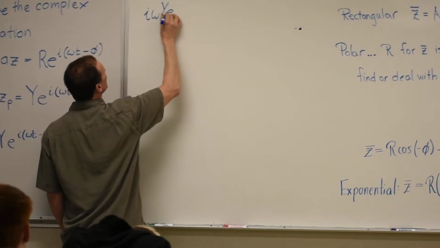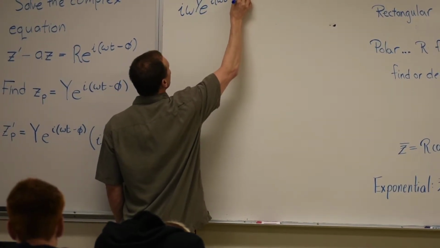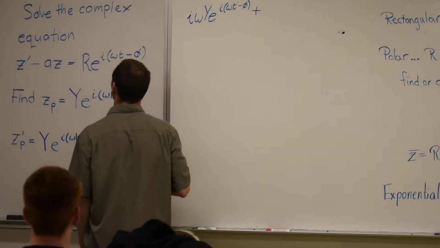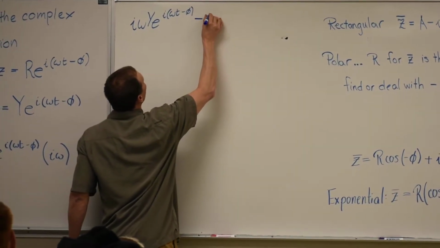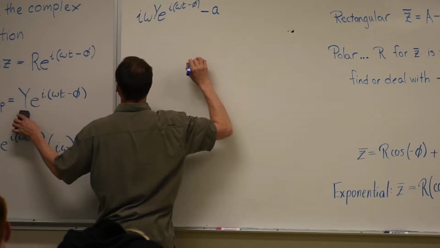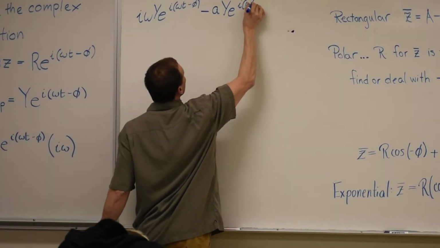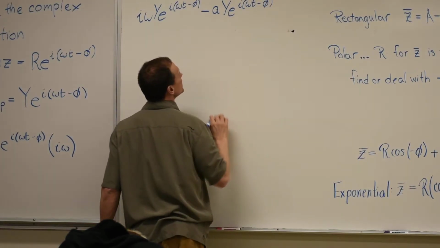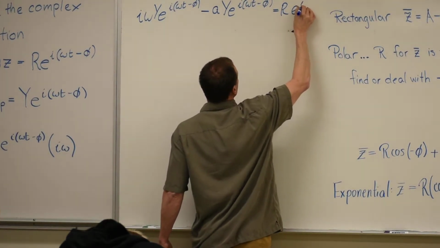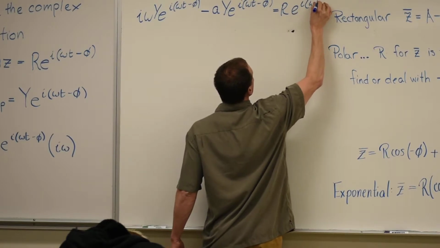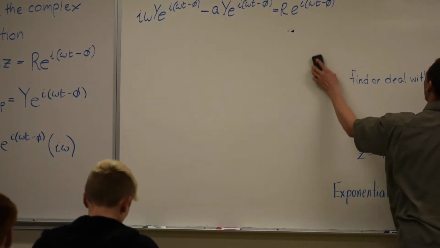Capital Y e^(iωt − v) plus, no, minus a times z particular, which is capital Y e^(iωt − v) equals capital R e^(iωt − v). So take a moment.